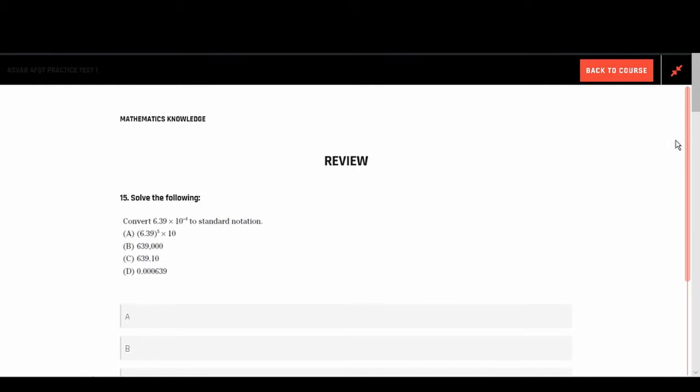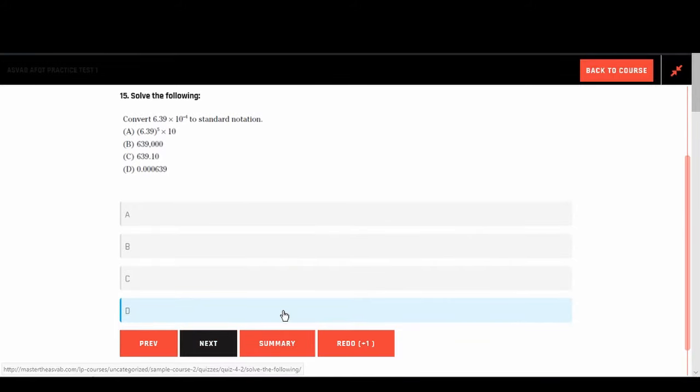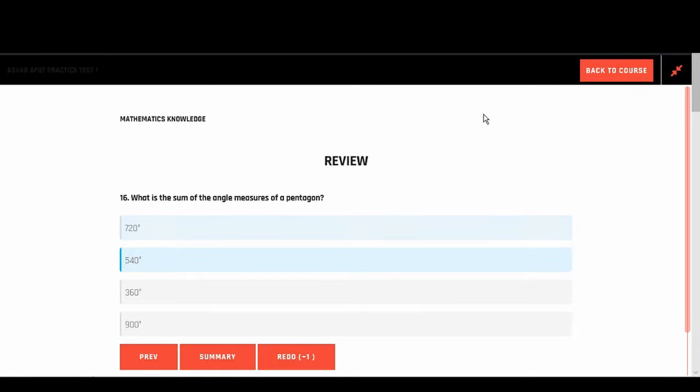Okay, final problem coming up. All right. 16 says, what is the sum of the angle measures of a pentagon? A pentagon has 5 sides, 1, 2, 3, 4, 5. And we want to find out what the sum of all the interior angles is. So we just have to know this formula.